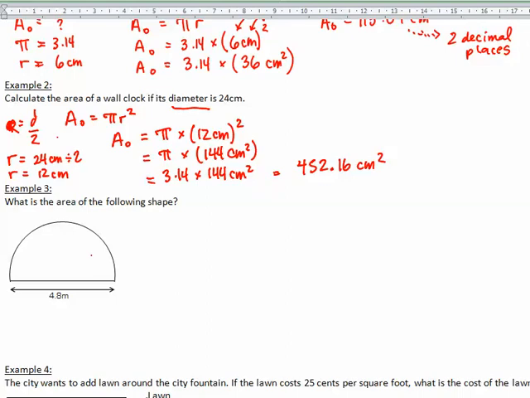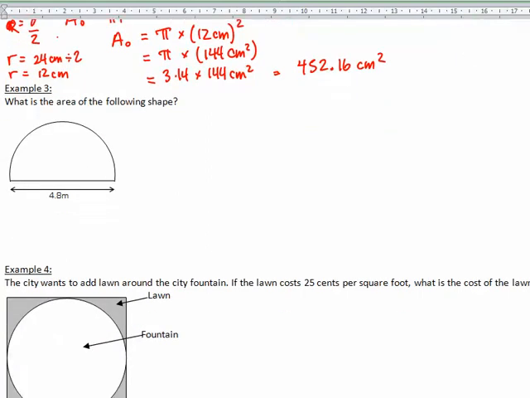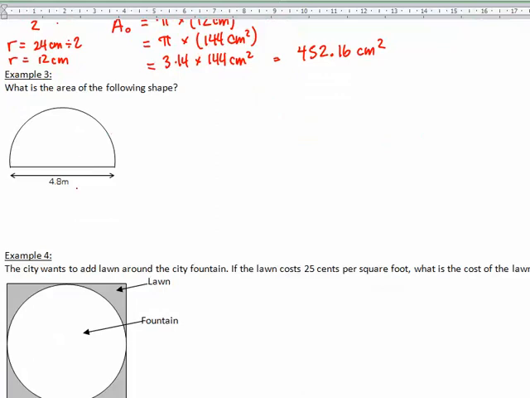Example 3. So I have a shape that kind of looks like a circle, but it's not finished. We can assume that this is half of a circle. So this is what we call a semicircle. And a semicircle is essentially half of a circle. So a semicircle is the same thing as a full circle divided by 2. So we'll use this formula a little bit later on.